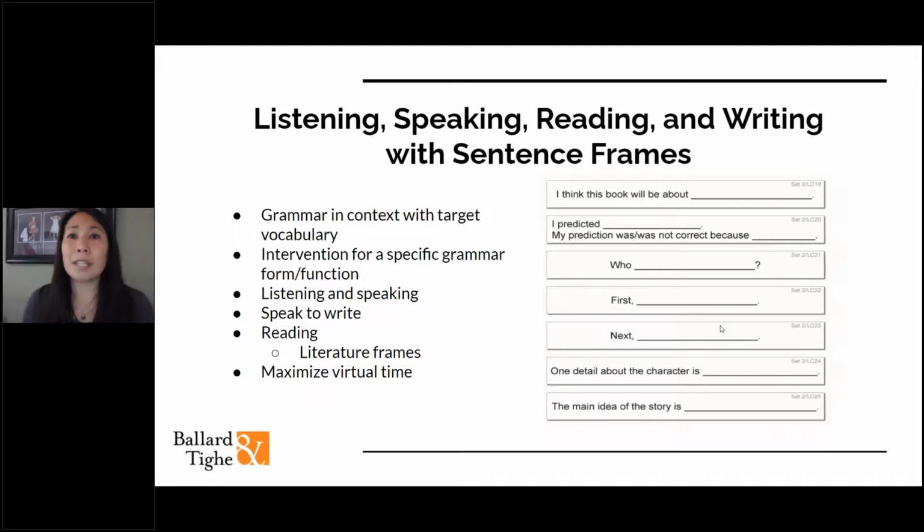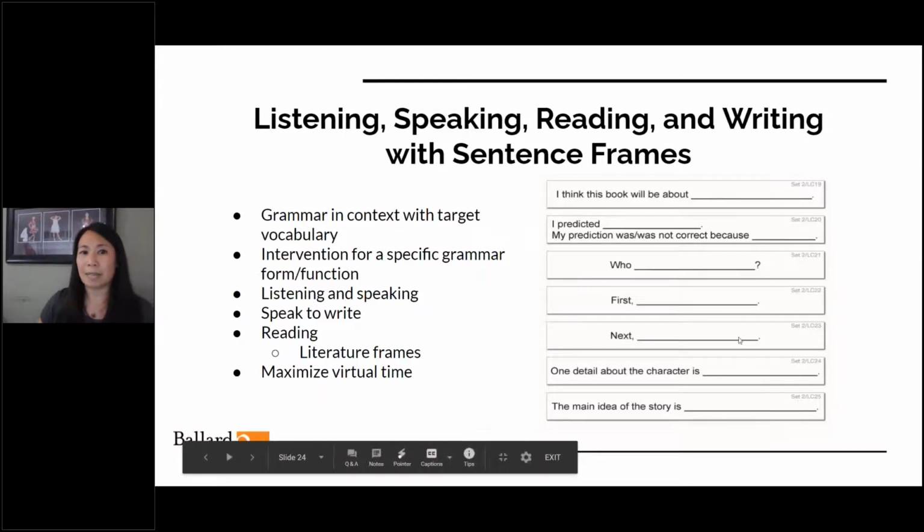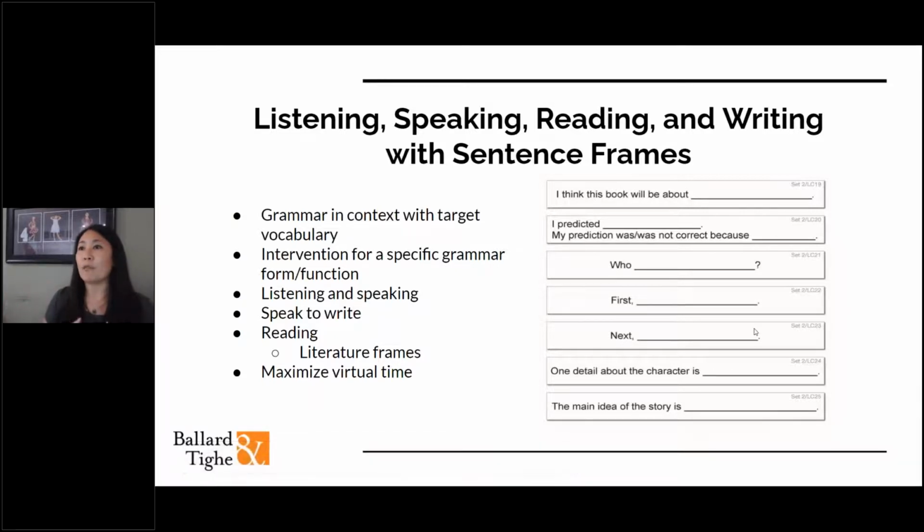All right. To close, I really do want to focus on that you can use sentence frames with listening, speaking. We saw that. Definitely with writing. Obviously, you're listening, speaking to then write. But reading, it's very useful to use sentence frames for reading. So these are literature frames that you can do for prediction, for character study, for setting, for sequencing, first, second, next, last, and details about the main idea. So it is very useful to use sentence frames for literature because we all want to teach reading, right?